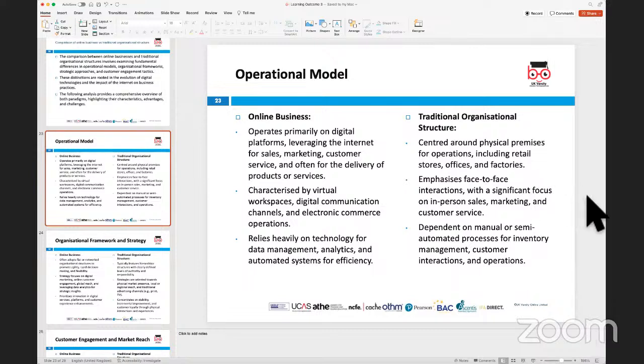When we look at a traditional organizational structure, here you will have a physical premise, you'll have an office, you'll have stores, warehouses.